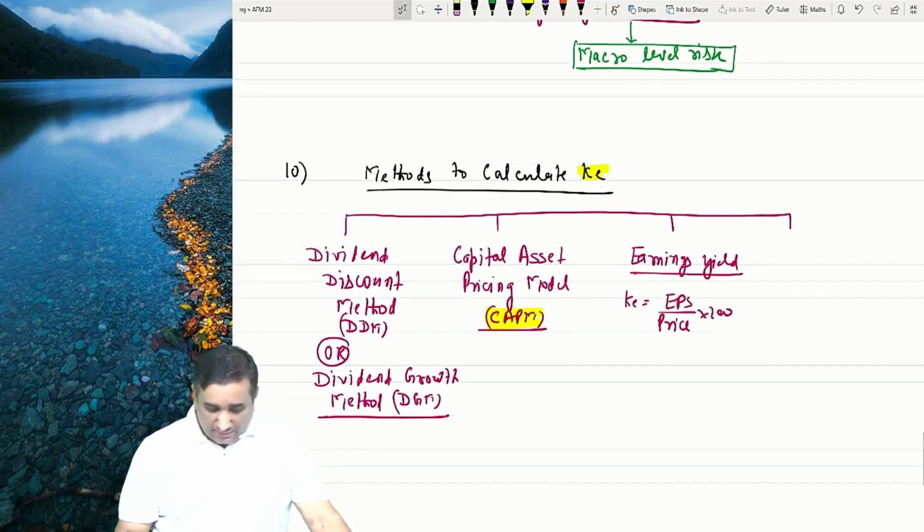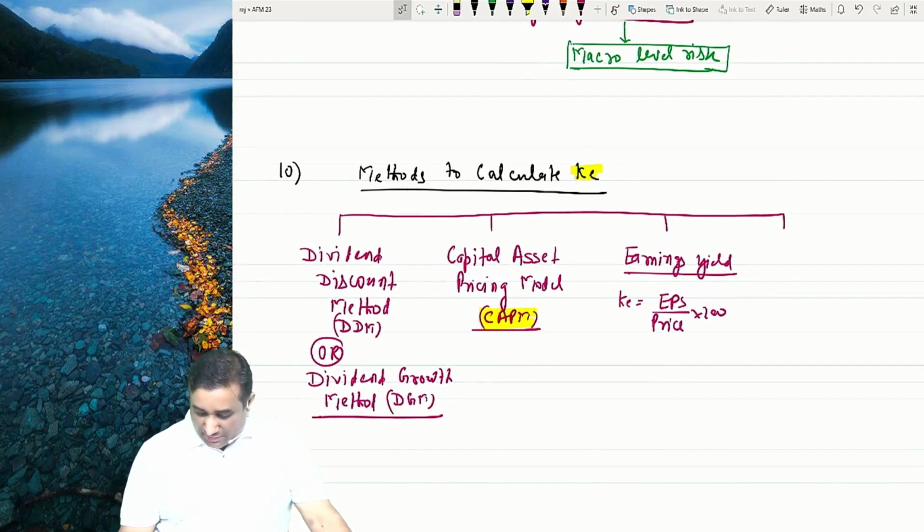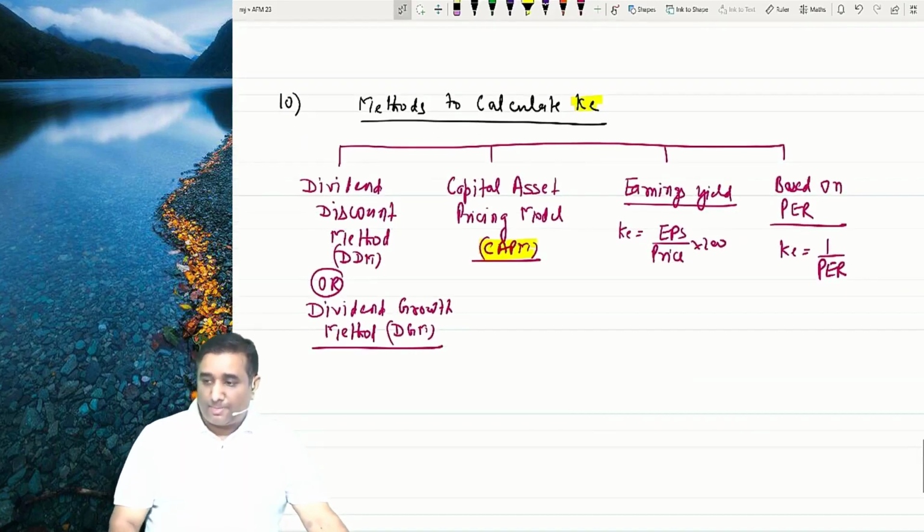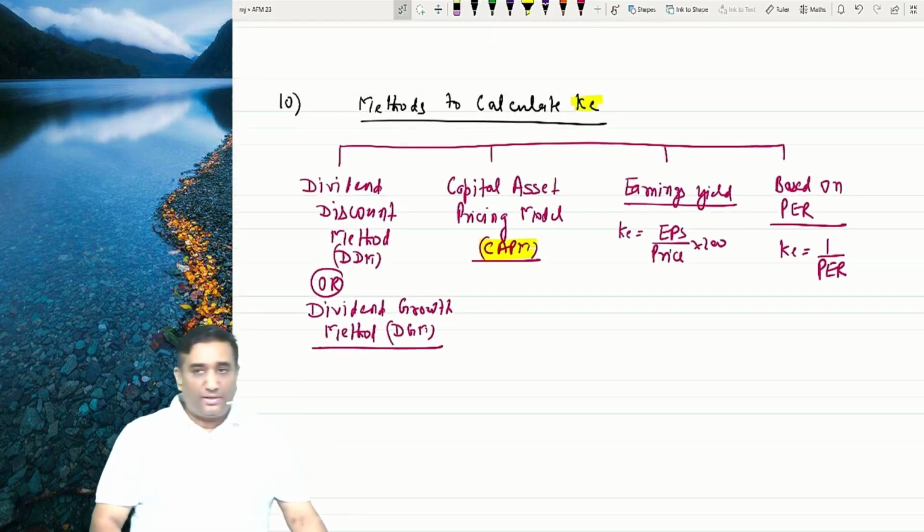And the fourth method, the name is not there. I could have said it's given by your Institute of Chartered Accountants of India. It is based on the price earning ratio. K is equal to 1 by P ratio. K is equal to 1 by P ratio.